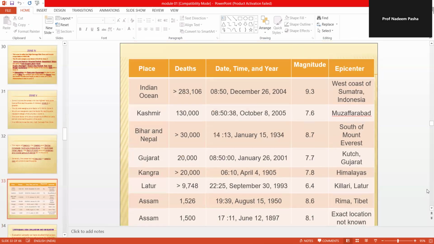So this is what you can see: place, depth, date, time, year, magnitude, epicenter. In a nutshell, you will understand what the different earthquakes are that have hit India over the past century. The maximum deaths were recorded in the year 2004 on the western coast of Sumatra, Indonesia. The earthquake occurred on December 26, 2004. It is also known as the tsunami. More than 283,000 people died.